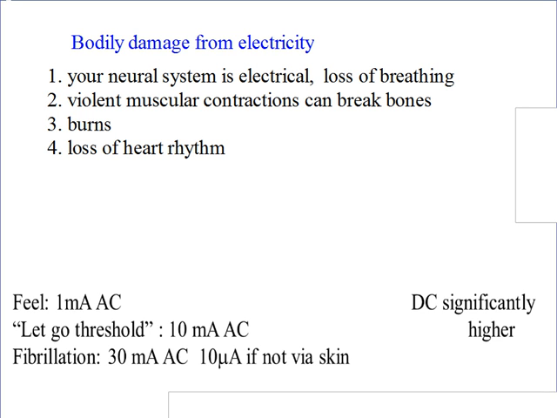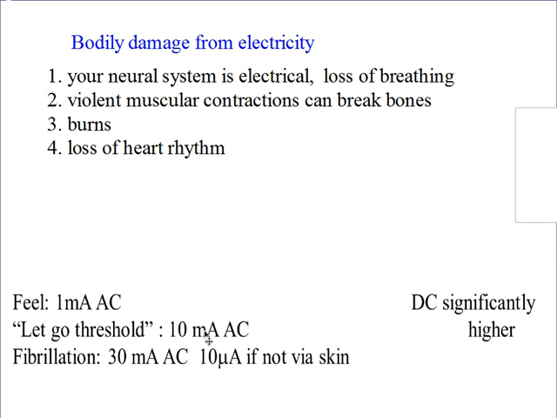Finally, here are just some numbers I got off the internet. To feel electricity, 1 milliamp if it's AC; with DC it takes much, much more. Your body is not as sensitive to DC, nor is it as damaged by it. The let-go threshold, at 10 milliamps, means your brain can no longer tell your muscles what to do.